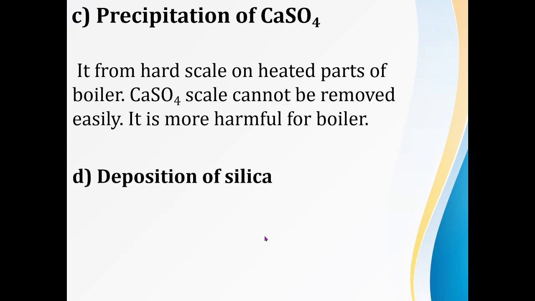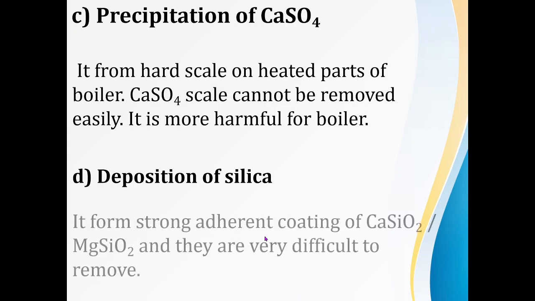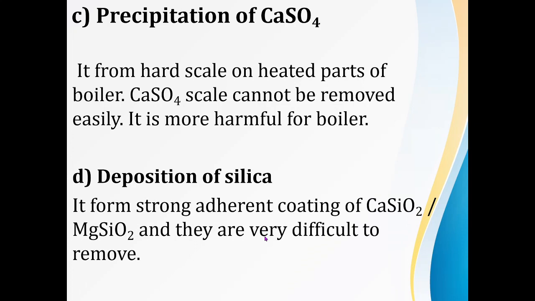Whereas the fourth substance which is generally responsible for the scale is silica. If silica is present in the boiler along with water, it is also responsible for the scale. It forms a strong adherent coating of calcium silicate or magnesium silicate, and they are very difficult to remove.